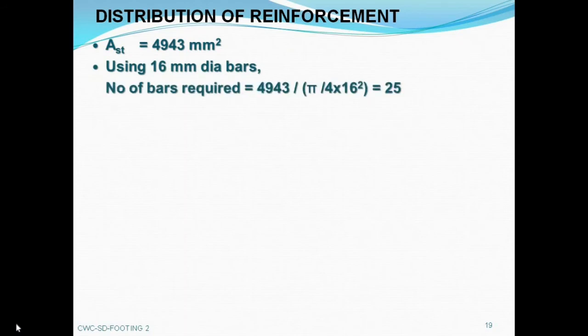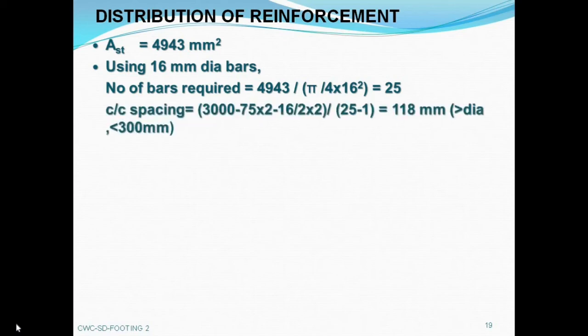AST required is equal to 4943 mm square. If we are using 16 mm diameter bars, the number of bars can be derived by dividing the AST with the cross-sectional area of 1 bar, that is pi by 4 into 16 square. Doing so, we will get 25 numbers.